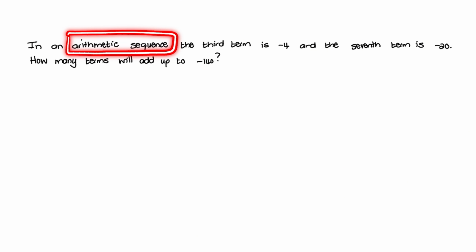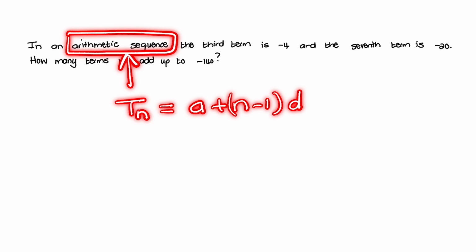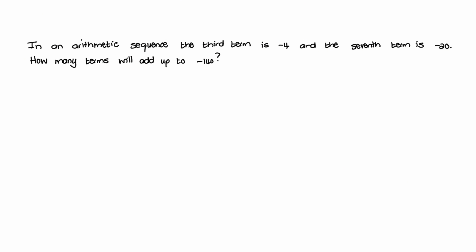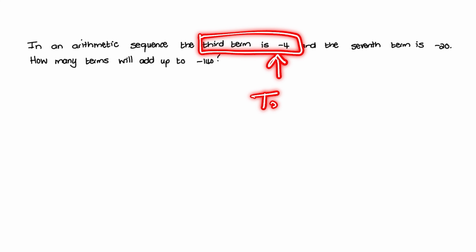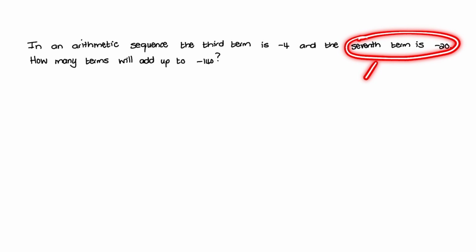If we see arithmetic sequence, we know it's the Tn formula, and that is equals to a plus n minus 1d. So that's what the word sequence means. Next, they say that the third term is -4, so term 3 is equal to -4. And the seventh term is equals to -20, so term 7 is -20.